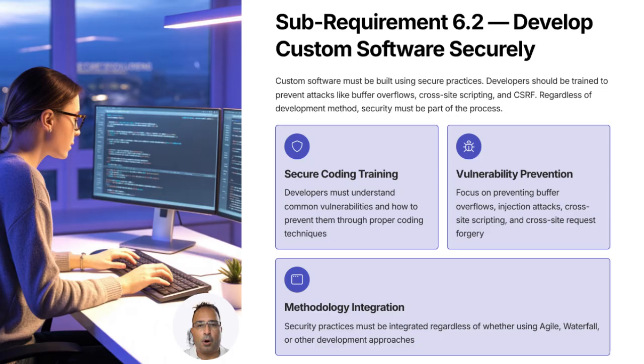Sub-requirement 6.2, develop custom software securely. Custom software must be built using secure practices. Developers should be trained to prevent attacks like buffer overflows, cross-site scripting, and CSRF. Regardless of development method, security must be part of the process.